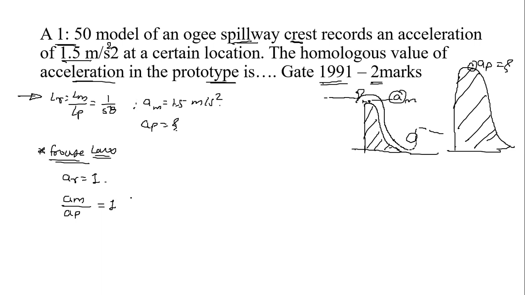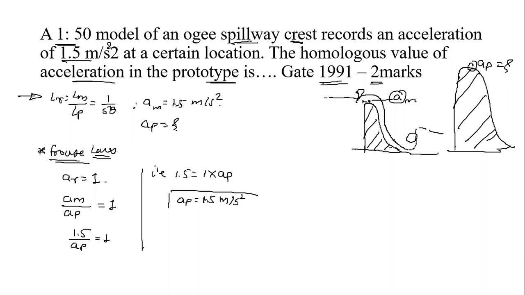मॉडल का दिया है हमें 1.5 है, put up the values. 1.5 divided by acceleration in the proto is equal to 1. That is, let's simplify it. 1.5 is equal to, I'm taking this acceleration in proto here, 1 into acceleration in the proto. That is, acceleration in the proto will be equal to 1.5 meter per second square. And that scale ratio regarding the acceleration we have derived.